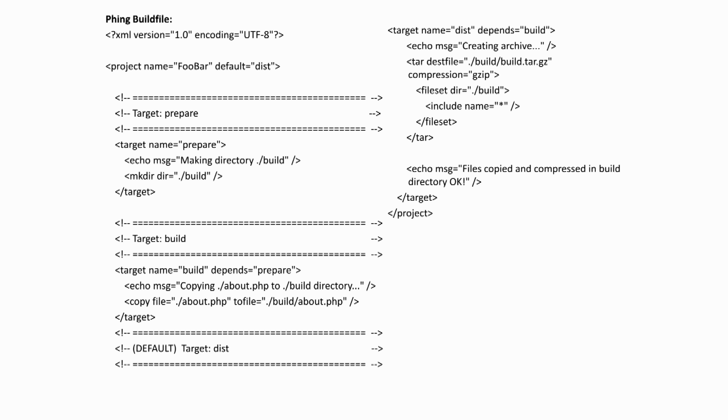And you can do a lot of very easy things, or a lot of very cool things with it. For instance, you can run database queries, you can trigger cron jobs, you can do all sorts of things with Phing. So it can be very, very helpful.